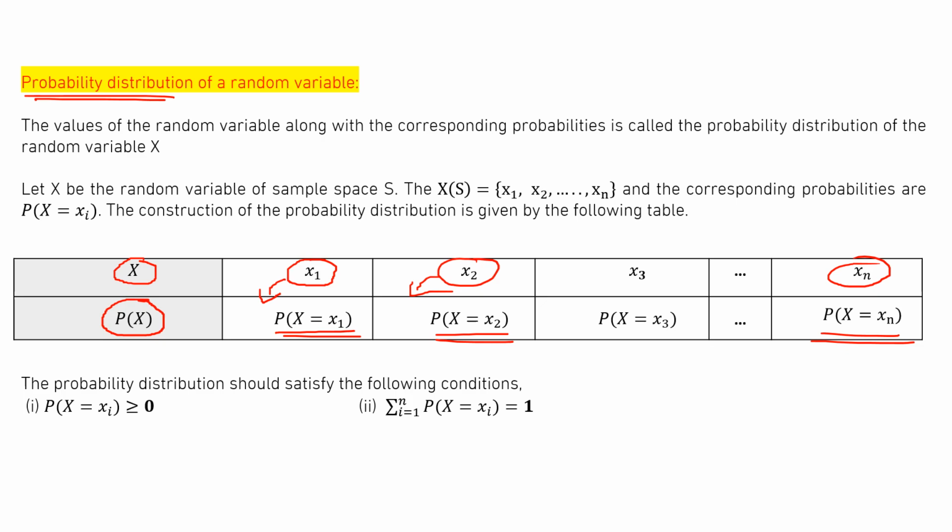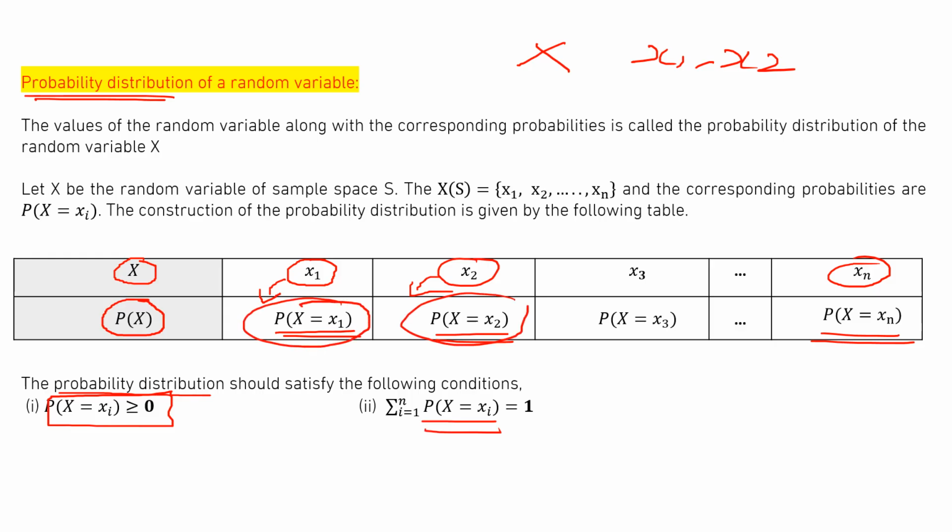Remember, whenever you write a random variable, you should denote it by a capital letter. The value of the random variable we denote by small letters. And very important, the probability distribution always satisfies two conditions. Condition number one: the probability of X equal to xi is always greater than or equal to 0. And if you add all the probability values, this value plus this value plus this value, the total should be equal to 1.